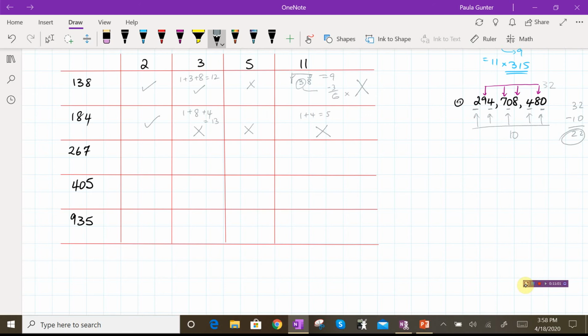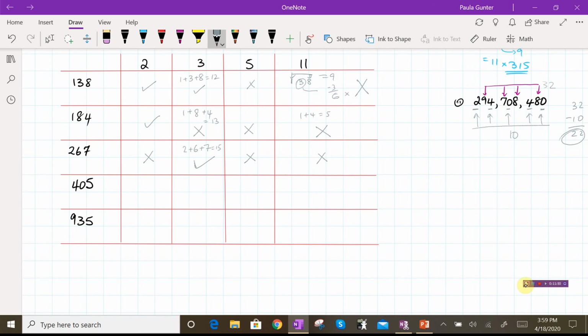Right. Number 3, 267, it's an odd number, so I don't even have to check that. Let's add the digits here. 2 plus 6 is 8, 8 and 7 is 15, so this will be a multiple of 3, or divisible by 3. 267 is a multiple of 3. Let's see, 267 is not divisible by 5 and not divisible by 11.